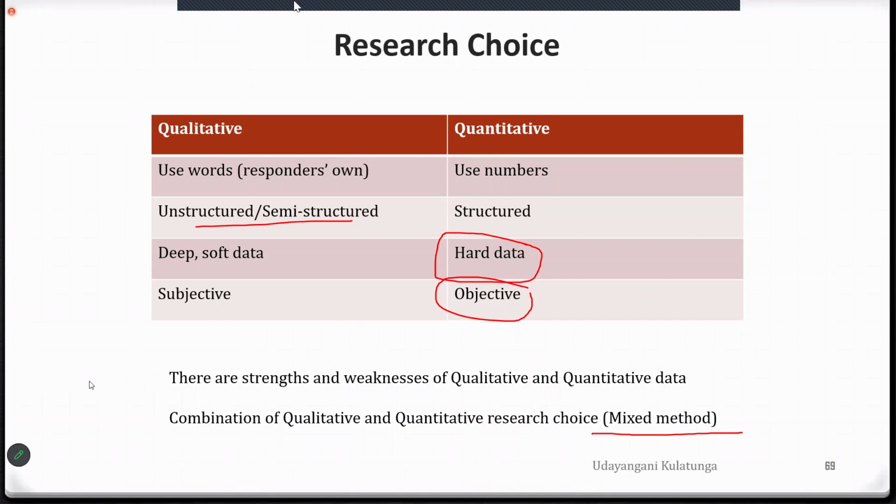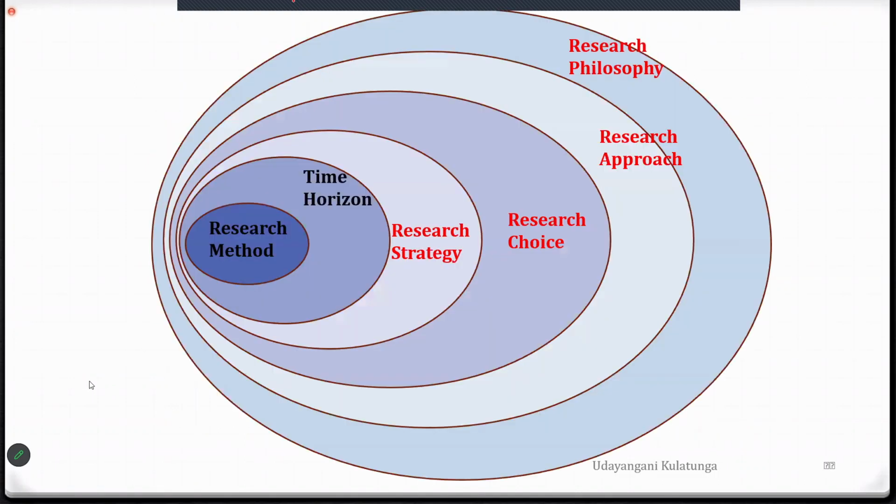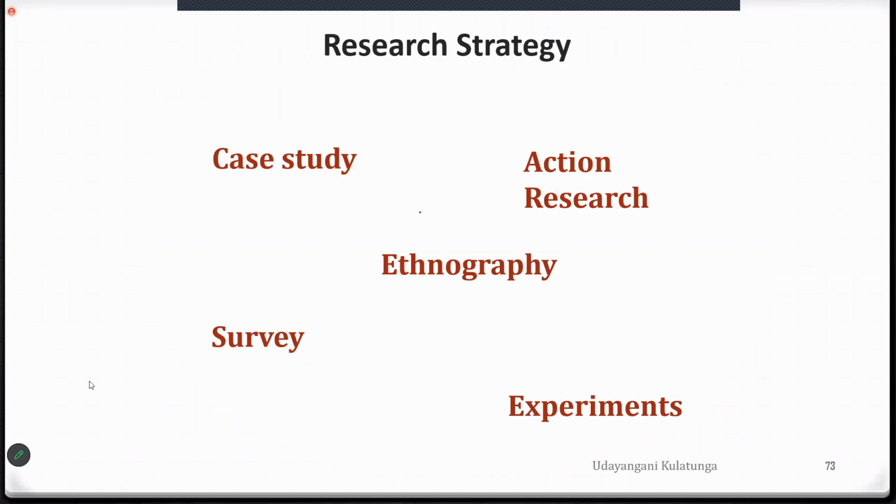Okay. And then moving on to the next layer, right? So I skipped research philosophy and approach because it's not that relevant to you all. We talked about the research choice, and the next layer is the research strategy. And there are different research strategies, right? Case studies, surveys, experiments, ethnographical study, and action research, and there are many other research strategies as well.